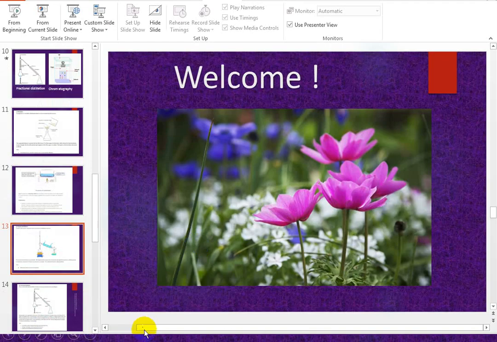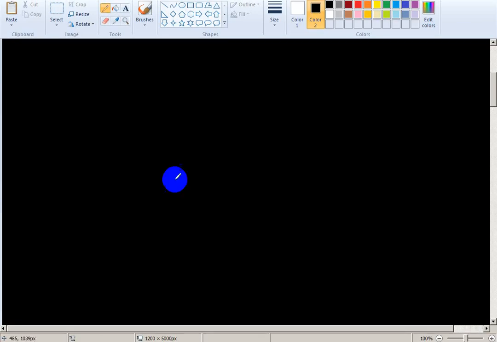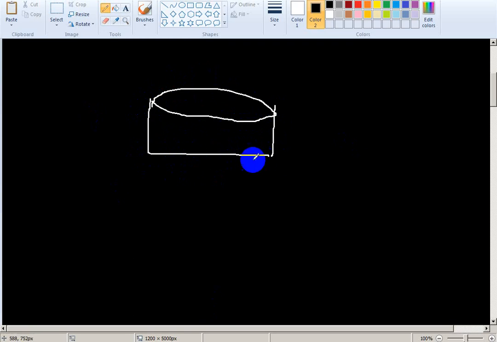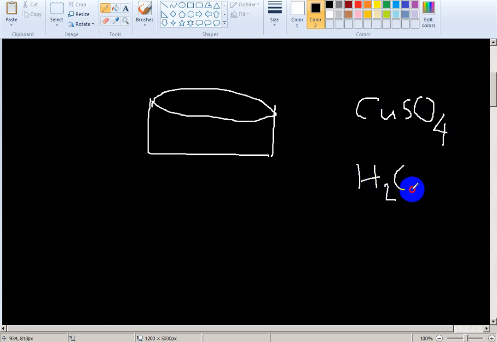Okay, how do we do these things? We'll take this crystallization process. We take a solution of copper sulfate, a copper sulfate and water mixture. We take the solution here.